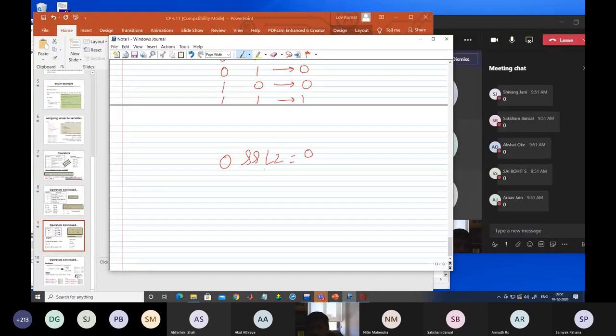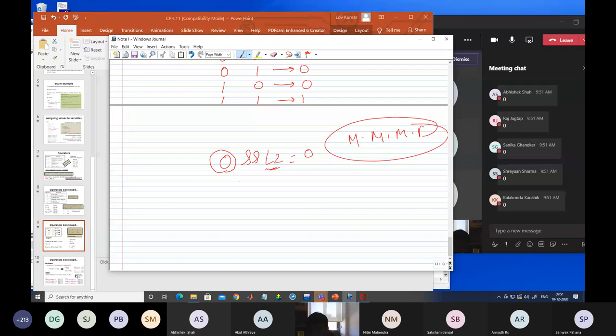If the first value is 0, we are not going to ask what the value of L2 is. If any one value is 0, definitely your result will not depend upon the second value. This is the most important point. Just try to understand: if the first value is 0, the result will not depend upon the second value. Directly, we will give the output equal to 0.